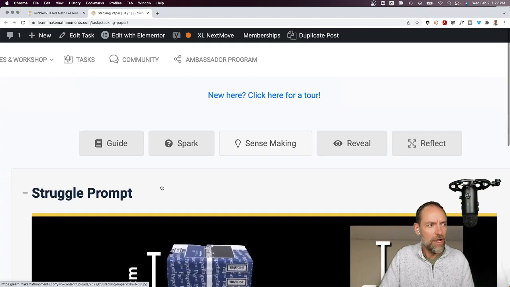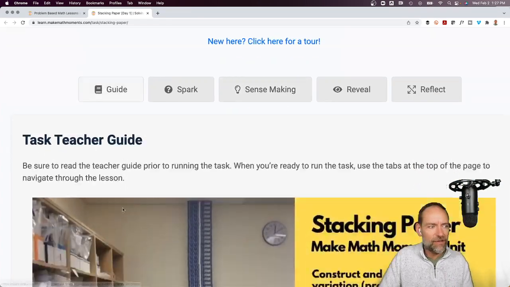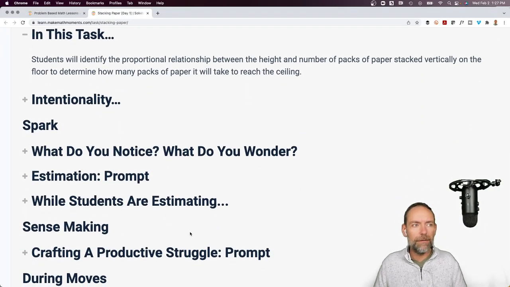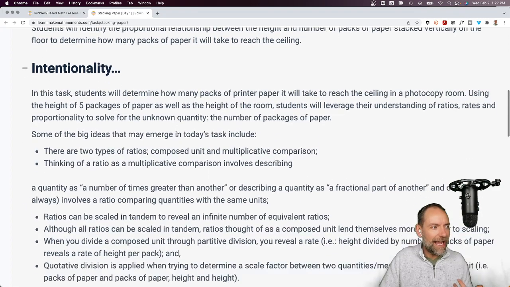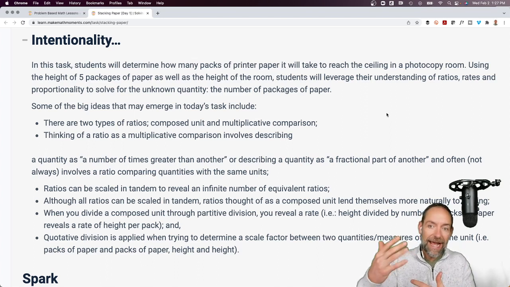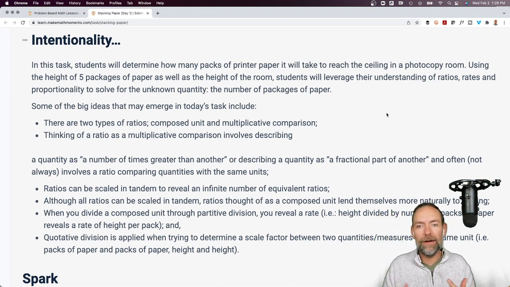And the goal here, when you head over to the guide tab, is to really elicit some thinking around proportional reasoning and proportional relationships. In particular, this idea that we can actually scale in tandem. What we have here is a composed unit ratio where we're comparing the height of the packs, or the height of the ceiling, really just height in general, and we're comparing the number of packages.